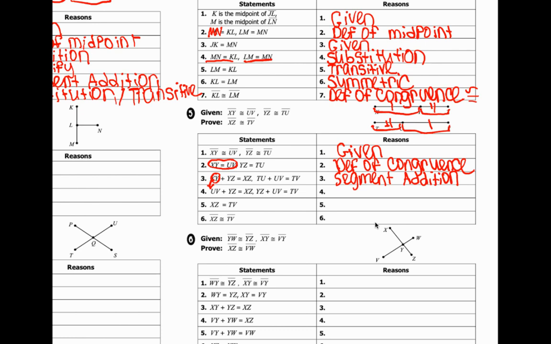Then here they replaced tu with yz. And they knew that because they knew those were equal to each other. And everything else is the same. So that would just be substituting.